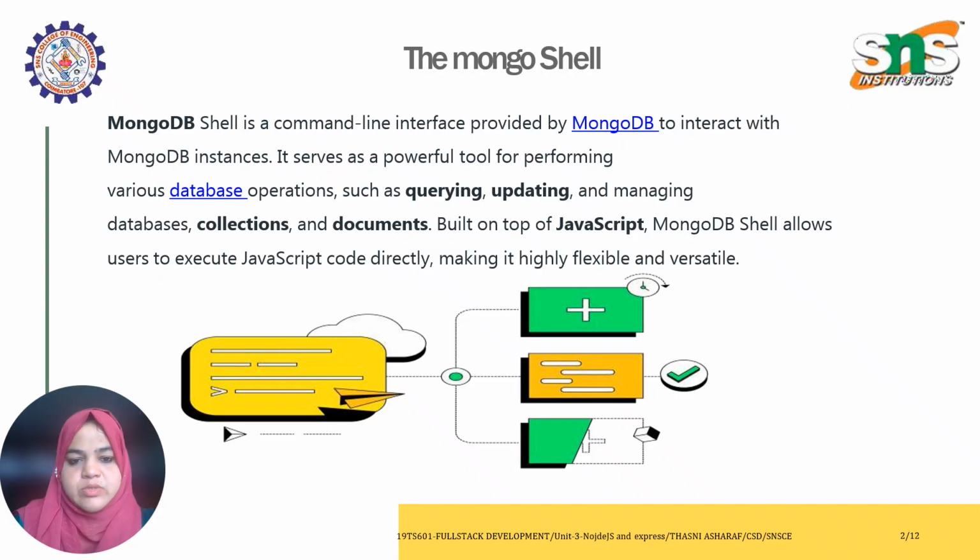What is MongoDB Shell? MongoDB Shell is a command line interface provided by MongoDB to interact with MongoDB instances, and it serves as a powerful tool for performing various database operations such as querying, updating, and managing database collections and documents. Built on top of JavaScript, MongoDB Shell allows users to execute JavaScript code directly, making it highly flexible and versatile.